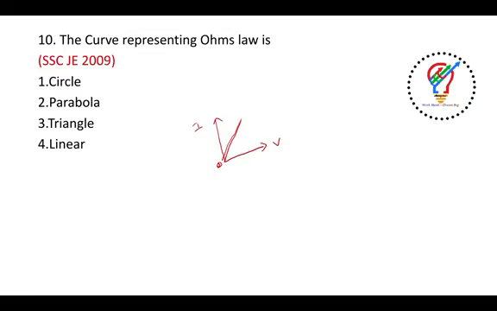The curve representing Ohm's law is nothing but V is equal to R into I, which is a linear line, not a parabola. It's a straight line passing through the origin. So the answer is linear here.